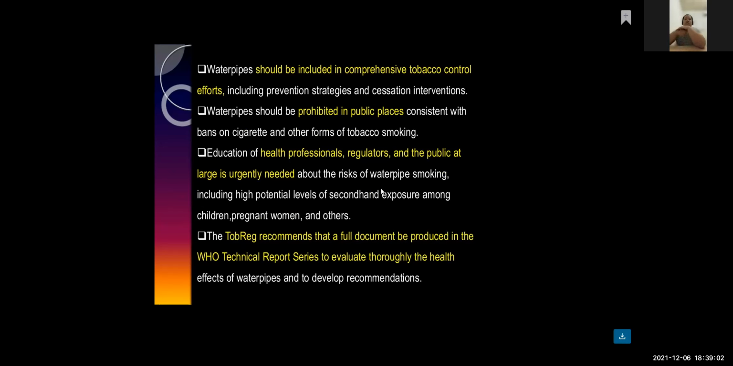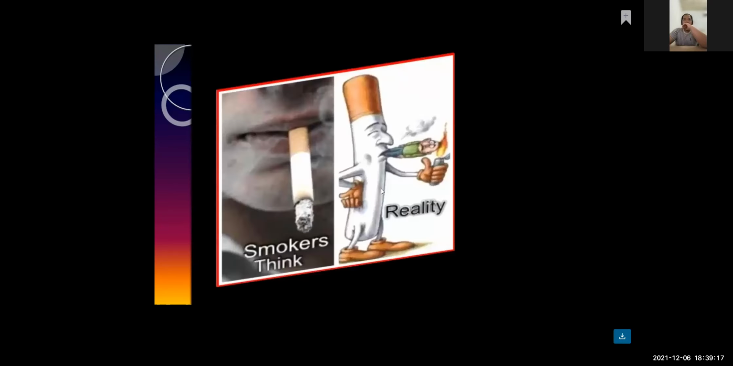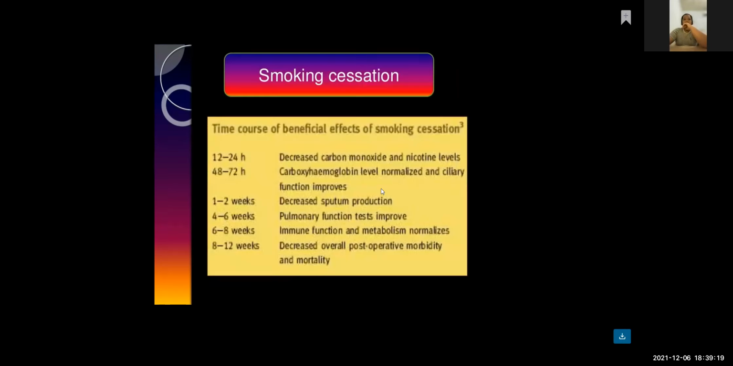Education of health professionals and regulations for the public at large are urgently needed about the risk of water pipe smoking, including high potential levels of secondhand exposure among children, pregnant women, and others. So this is what happens when people stop smoking. The time course of beneficial effects of smoking cessation.